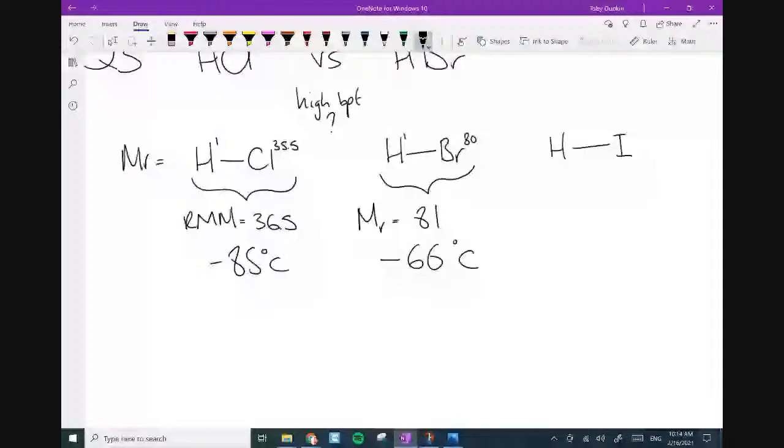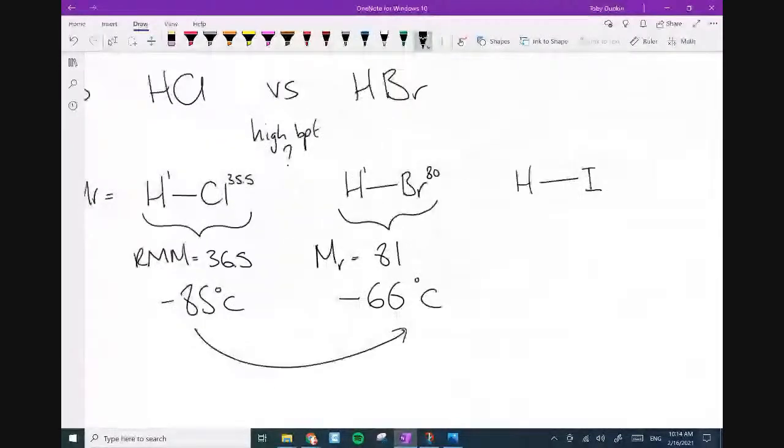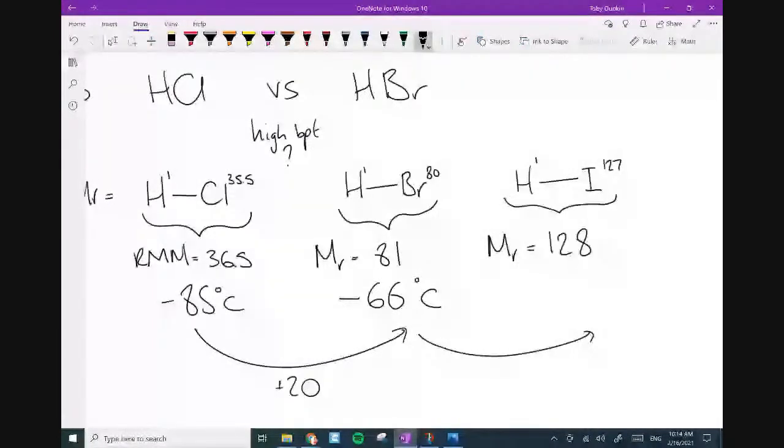We could predict it. What's the change here? It's about plus 20. We can predict it: hydrogen 1 and iodine 127, so the total Mr is equal to 128. It's interesting, isn't it? Look at the gap as well. 81 minus 36.5, the difference between those two is 44.5. The difference between these two, 128 minus 81, is 47. Very similar. Well done for those people saying HBr.